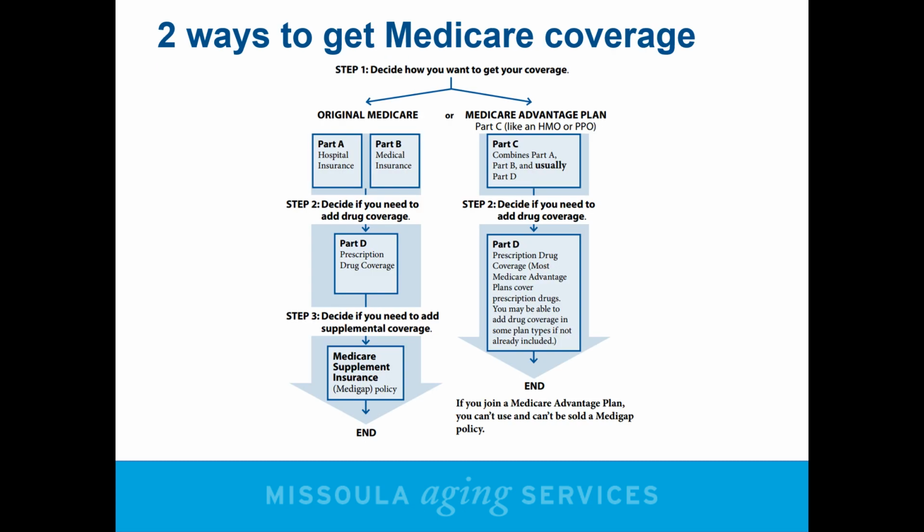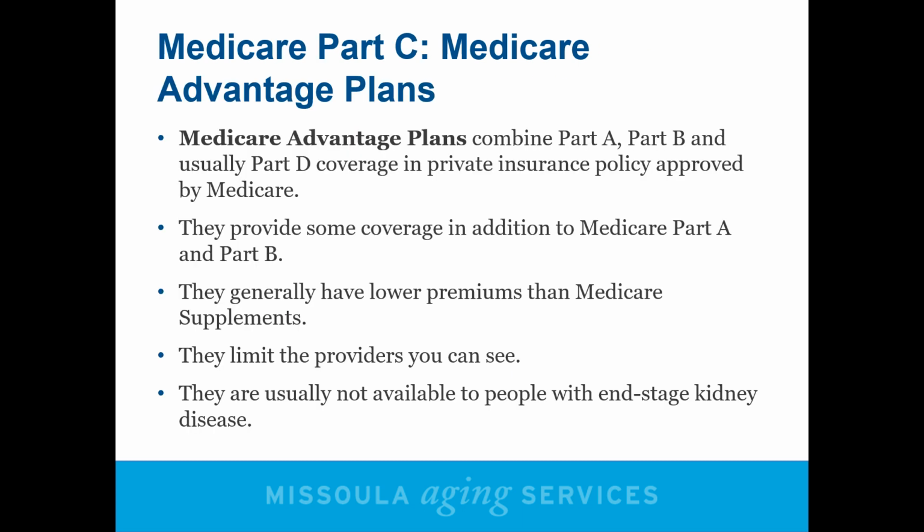Okay, so we just went that way, right? We talked about Medigaps. We talked about Part A and Part B. Let's change gears and talk about Medicare Part C, Medicare Advantage. Okay, Medicare Advantage plans, they're not secondary insurance on top of Part A and Part B like Medigap. They really combine your Part A, Part B, and usually Part D coverage in a private insurance policy that is approved by Medicare.